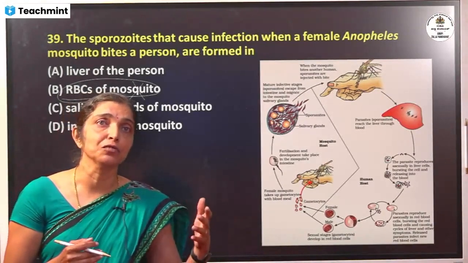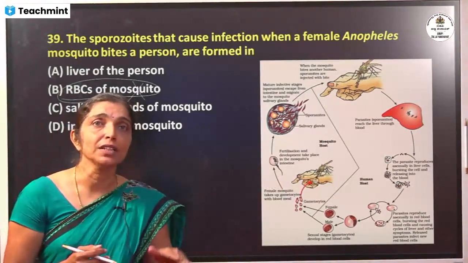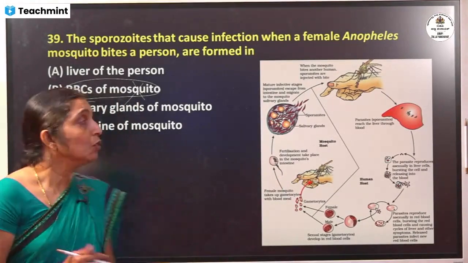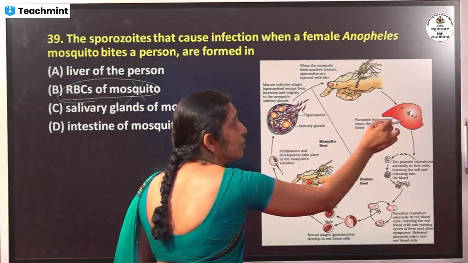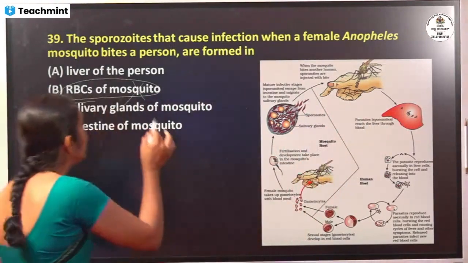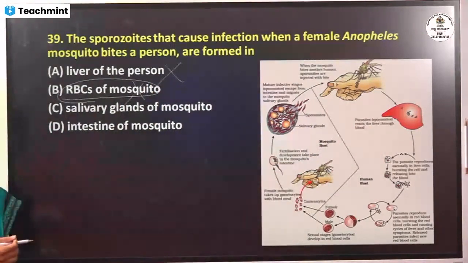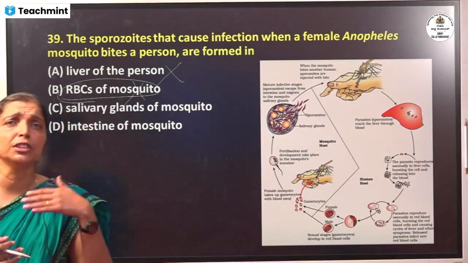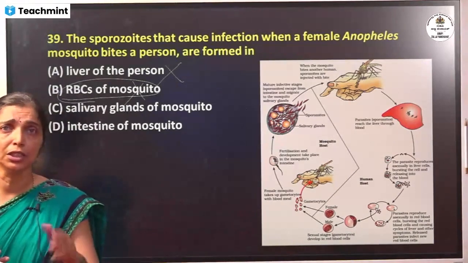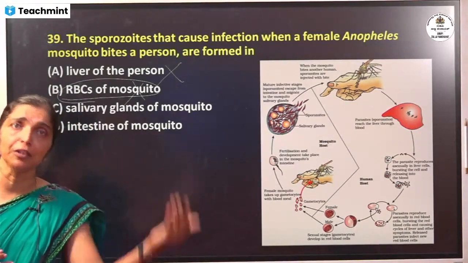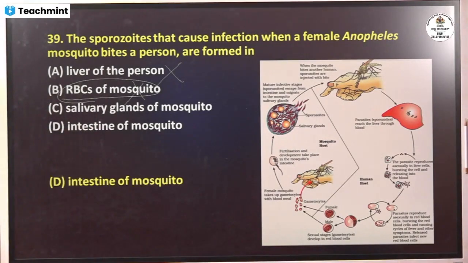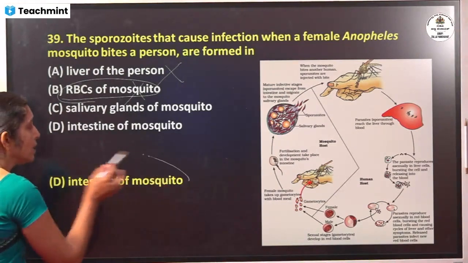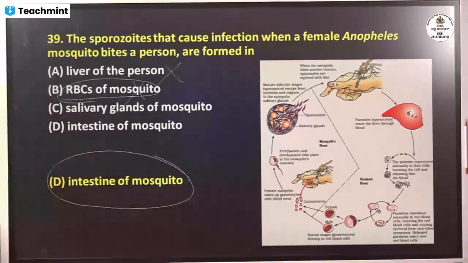Now, where is it formed? Whether it is formed in the liver of the person, salivary gland of the mosquito, or the intestine of the mosquito. Once the mosquito bites the individual, the mosquito will be releasing the sporozoites. So definitely it is not in the liver of the person. In the liver of the person, they are going to be transformed into schizonts as well as into merozoites. They're not going to be sporozoites. Sporozoites are formed in the mosquito itself. So which part of the mosquito? Whether it is the salivary gland or the intestine of the mosquito. So it is formed in the intestine of the mosquito. Option is D, intestine of the mosquito.